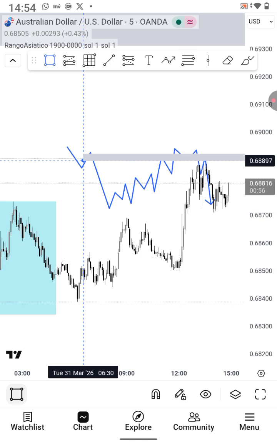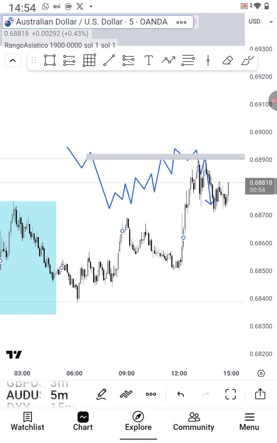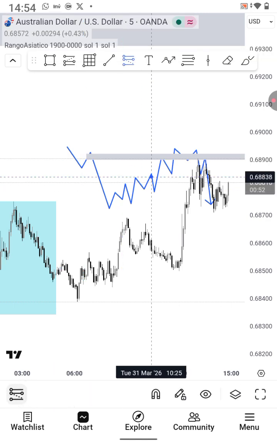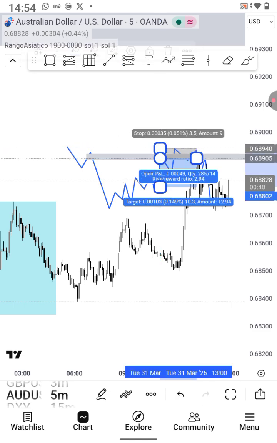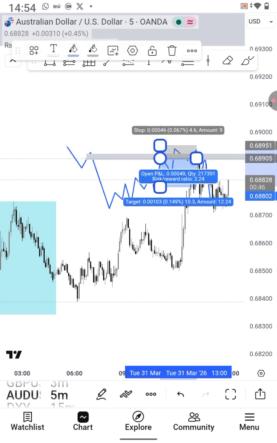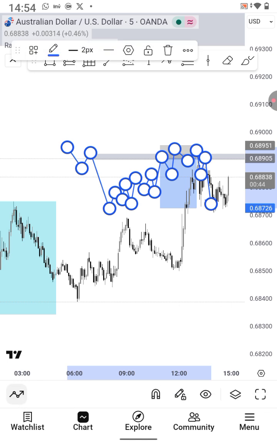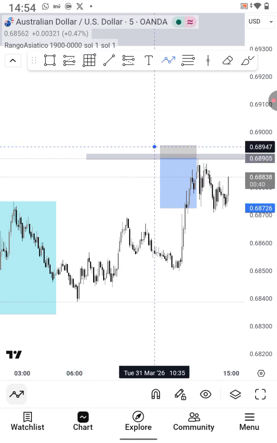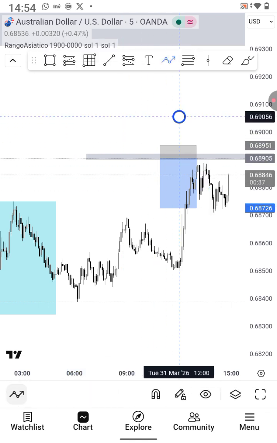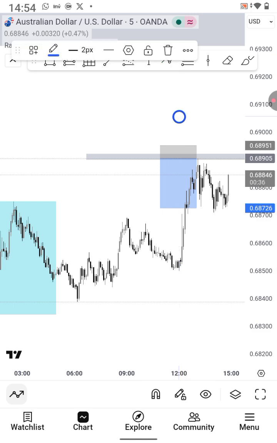Are you seeing it now? So if you had wanted to enter here, it wouldn't have worked for you. Market will take you out. It will simply take you out. Why did it take you out?